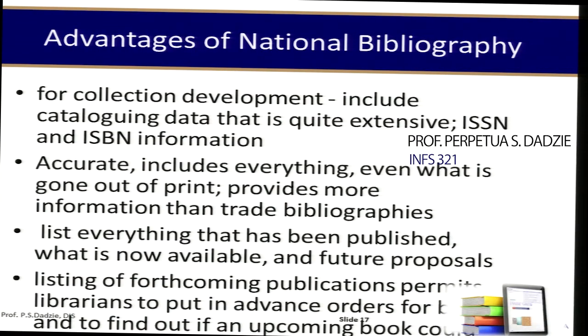So let's look at some advantages of National Bibliography for collection development, because you use it to select materials which are not in your collection. It also helps you to find out information such as who is the author and the title. So it provides accuracy, and it lists everything that has been published now, what was published in the past, and what will be published in the future. That means forthcoming publications are listed, which enables the librarian or the information professional to plan and know which materials to purchase.